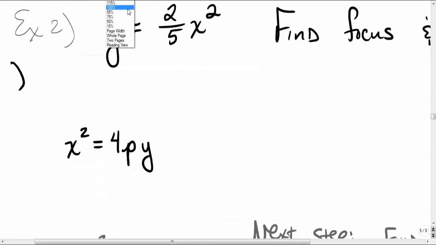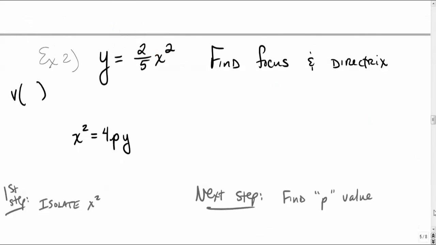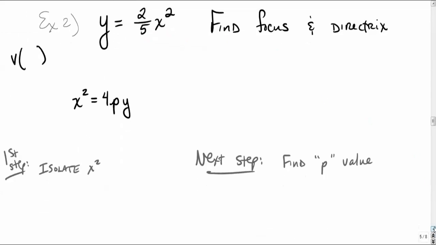Number 2. We have a lot of stuff to do here. In this case, we want to actually find the focus and the directrix. So again, this is going to be opening either up or down. Based on the lead term, I know that it's going to be opening up. It's a fraction, so it's going to be really wide opening up.